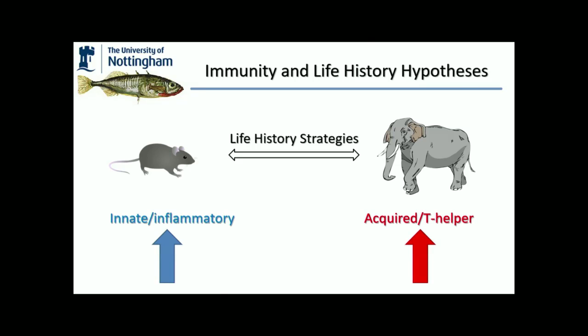As we move along the continuum, selection will favor immune responses which promote good health into later life and so are less costly. These are things like acquired and T helper responses. So put simply, something with a longer lifespan would opt for something safe and dependable, whereas something with a shorter lifespan may opt for something a little bit riskier.